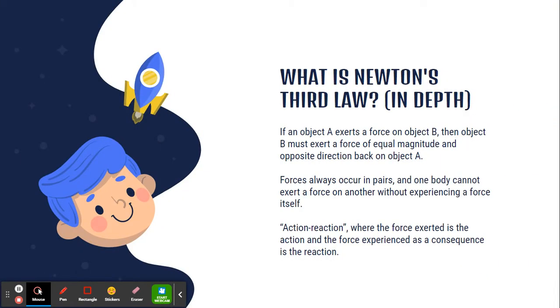Let's say if object A exerted a force on object B, what would happen? Well, based on Newton's third law of motion, for every action force, there's a reaction force equal in magnitude but opposite in direction. Therefore, object B must exert a force equal in magnitude but in an opposite direction back onto object A. According to Newton's third law, forces often exist in pairs, and one object cannot exert a force on another without experiencing a force. We can refer to this law as action-reaction, where the force exerted on another object is the action force, and the force experienced as a consequence is a reaction force.